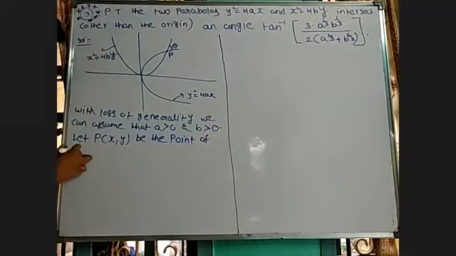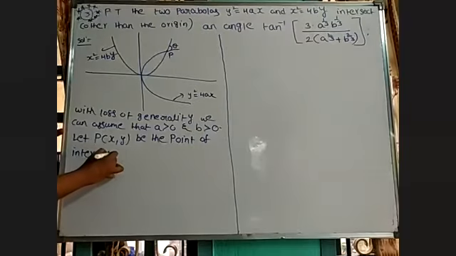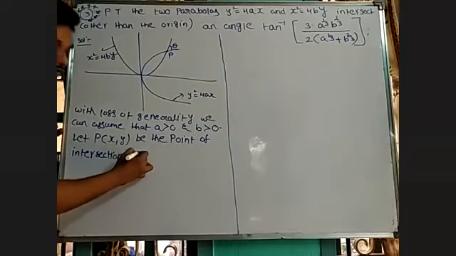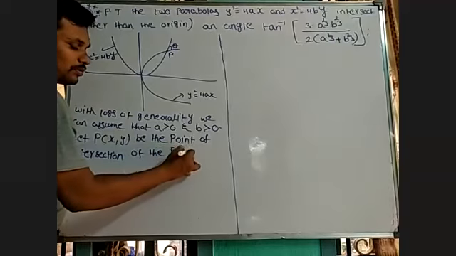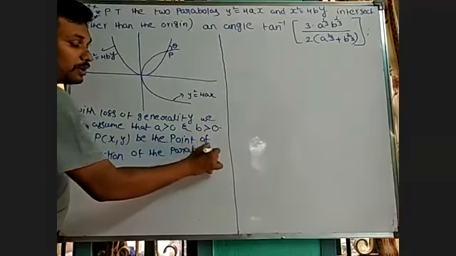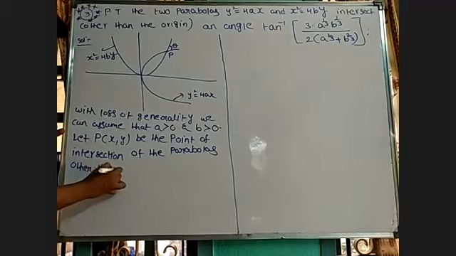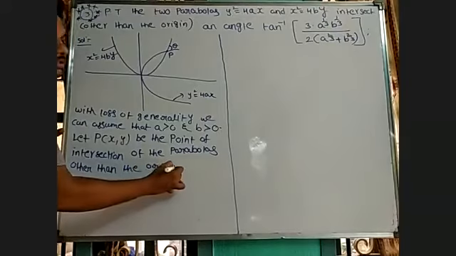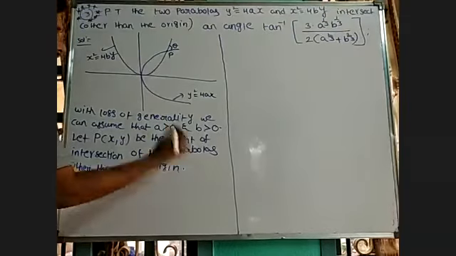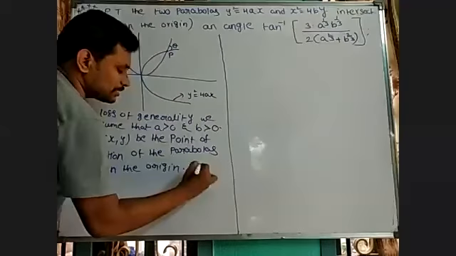Point of intersection of the parabolas, other than the origin. Okay, next, other than the origin, given the equations of the parabolas.